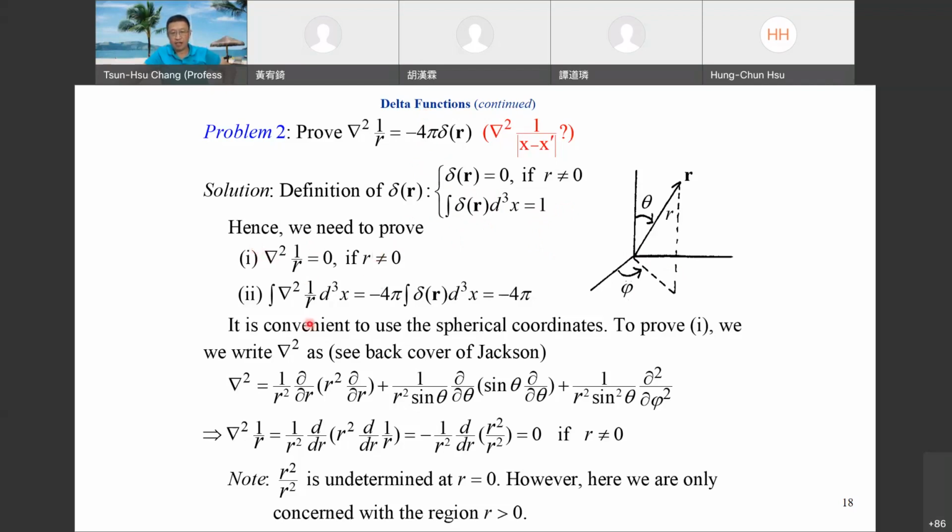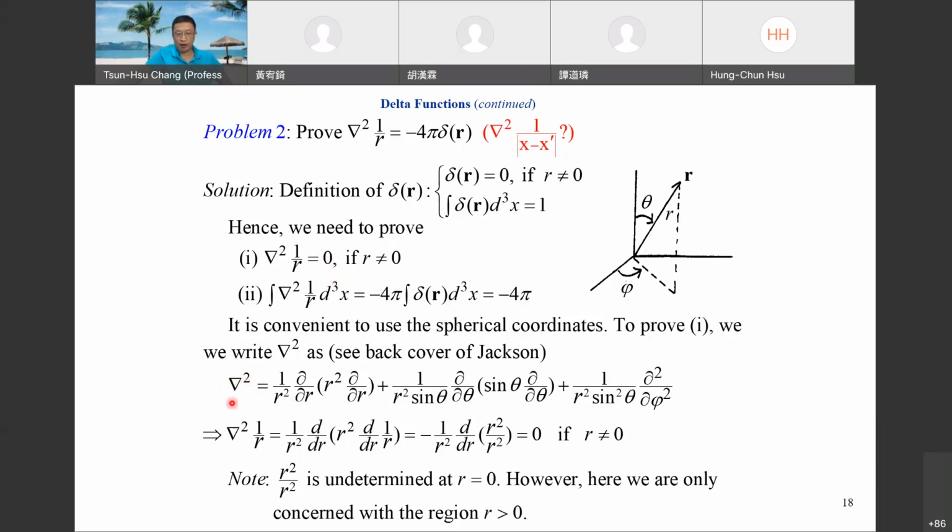Part 1 is here, outside, and R just outside, not covering the volume here. The other is when we enclose this origin. Then it will be minus 4 pi. Okay, it's very convenient to use the spherical coordinate to prove 1.